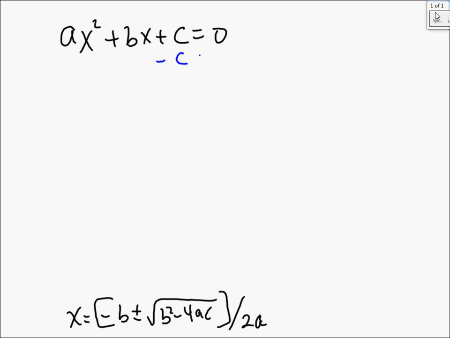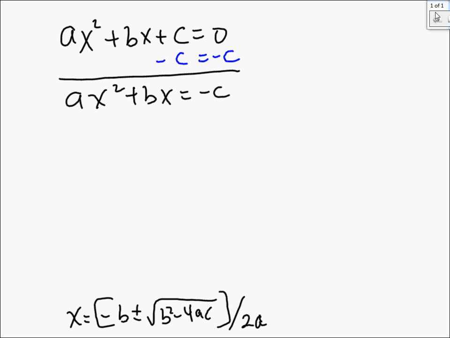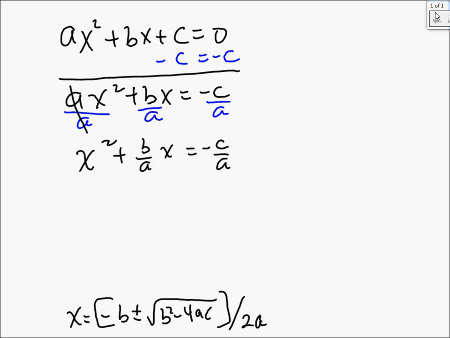First, I'll take away c from both sides. So I get ax squared plus bx is equal to negative c. Then I divide by a. Divide every term by a. And I'll get x squared plus b over a x is equal to negative c over a.